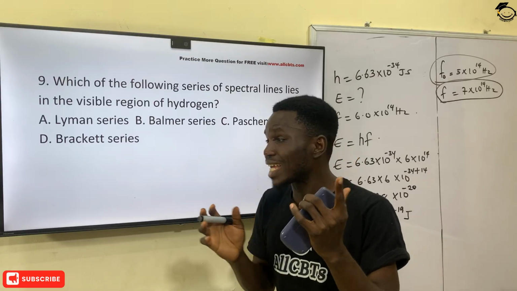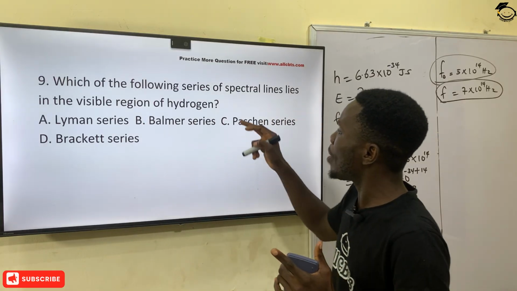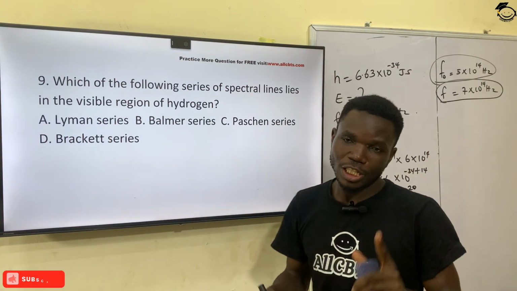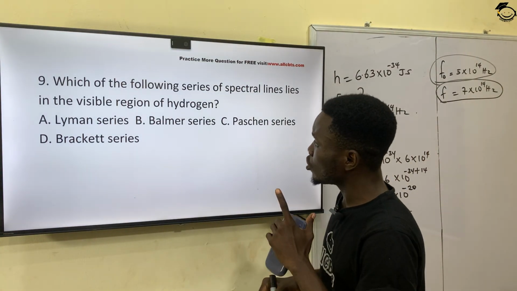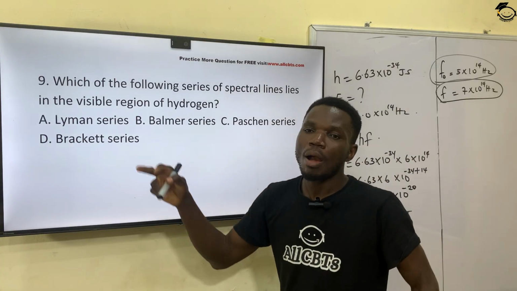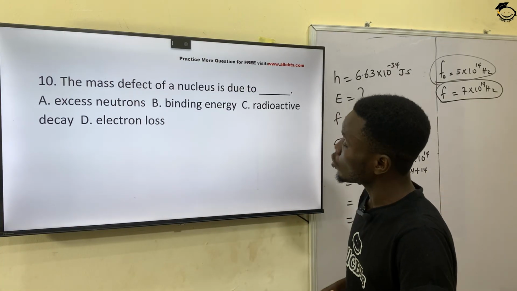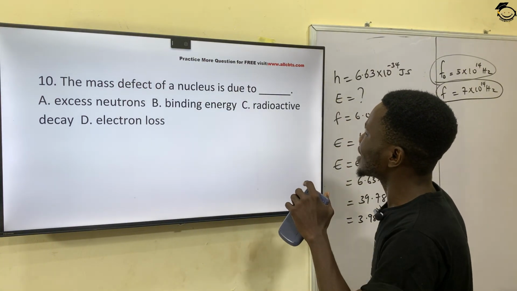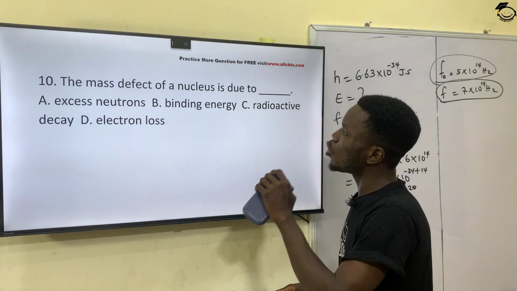So visible light is what is present in the Balmer series, but not in the Paschen series, the Brackett series, or the Lyman series. So the correct answer to this question is option B, which is the Balmer series. So that is also question number 10. We say the mass defect of a nucleus is due to dash.